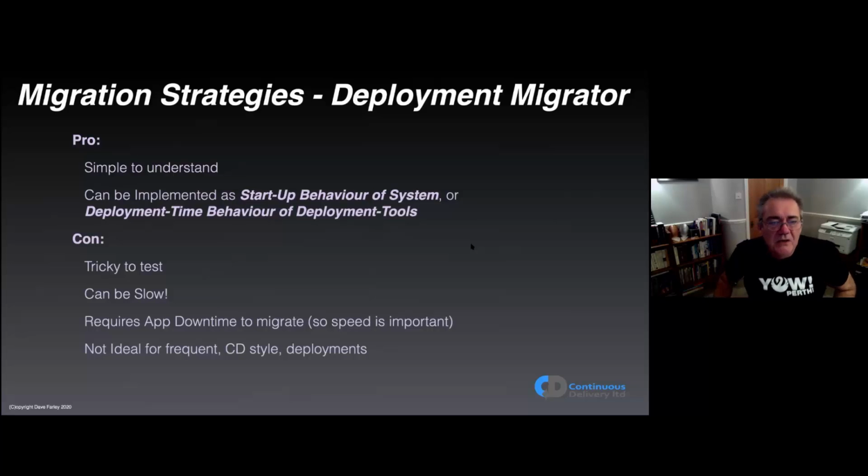That's pretty good. It can be implemented either as a startup behavior of the system itself. The system is responsible for its own migration, or we can treat this as an independent process, but that's managed by the deployment tool. So at the point at which we deploy, we go and inspect the release candidate, the deployable thing, to see what version it needs, and then we apply any migrations that are required.